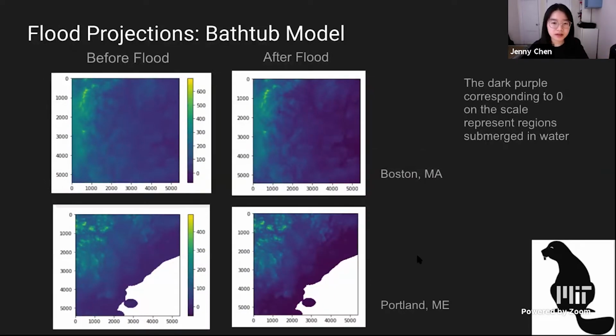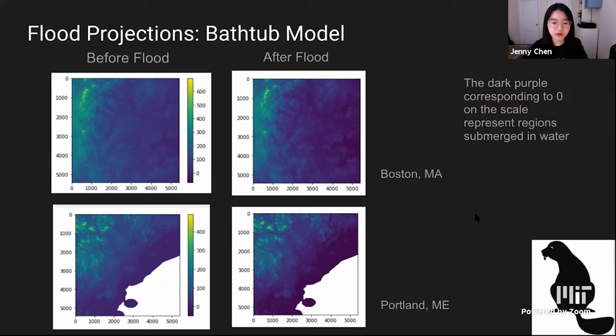So to further analyze the effect of flooding, we zoomed in on the digital elevation map of 2 coastal cities, Boston and Portland. The maps to the right are bathtub models, which are maps that predict what the region will look like when seawater rises. In order to do this, we took the elevations from the digital elevation map and subtracted each point by the water height. The places of negative elevation will then be set to 0 and appear as dark purple because they are basically underwater.